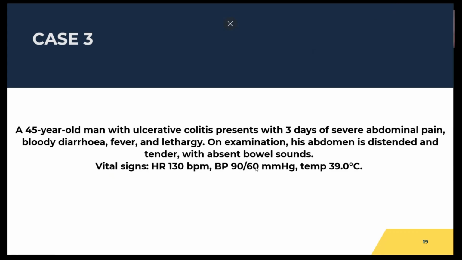So we've got a 45-year-old man with a history of ulcerative colitis who presents with a 3-day history of severe abdominal pain, bloody diarrhea, fever, and lethargy. On examination, his abdomen is distended and tender with absent bowel sounds. His vital signs are a heart rate of 130, a blood pressure of 90/60, and a temperature of 39.